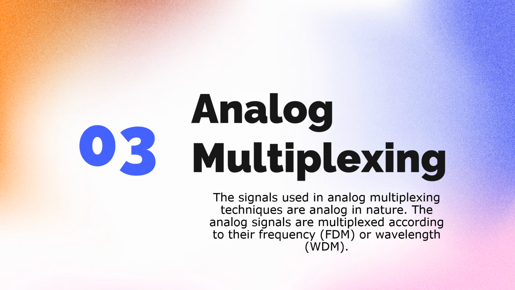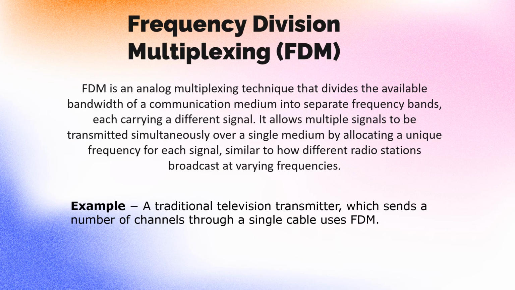In the next slides, we have analog multiplexing. We are discussing analog multiplexing widely, and the signals used in analog multiplexing techniques are analog in nature. The analog signals are multiplexed according to the frequency or wavelength. So there are two types of analog multiplexing. First we have frequency division multiplexing, FDM.